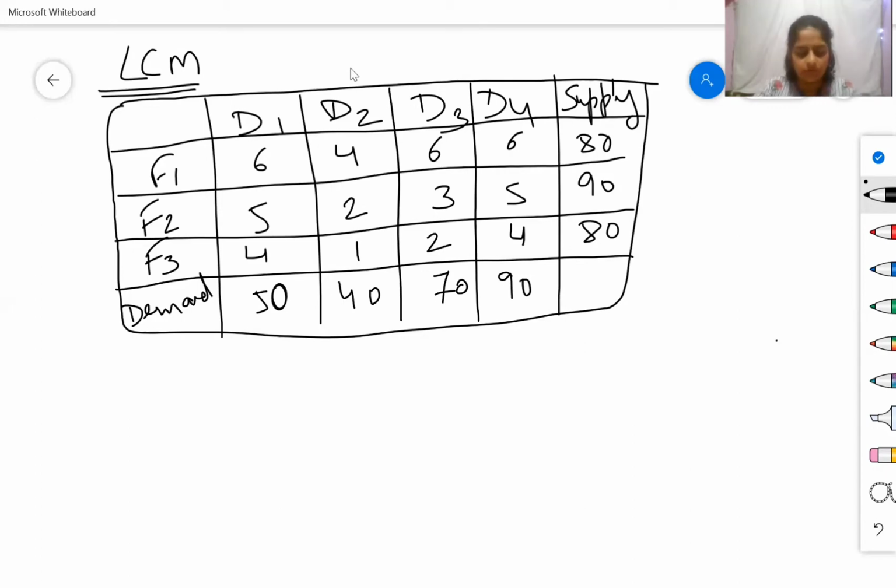It is similar to the northwest corner method where we have to check whether the demand equals the supply or not. So demand is 50, 40, 70 and 90 and supply is 80, 90 and 80. So we have to add demand and also supply and see whether it is equal or not. So 50 plus 40 is 90 plus 70 is 160 plus 90 is 250. Here 80 plus 80 is 160, 160 plus 90 is 250. That means we can proceed with the sum.